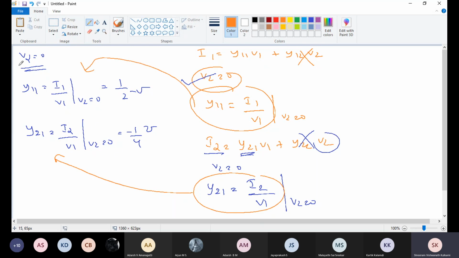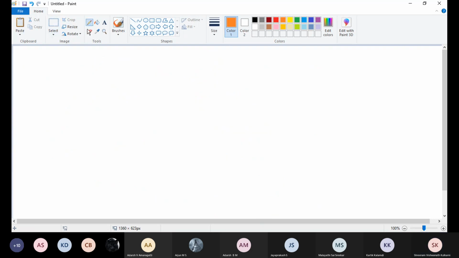Now I solved for V2 equal to 0. Y11 equal to I1 by V1, that is 0.5 or 1 by 2. Y21 equal to I2 by V1, that is minus 1 by 4 mho. Now next step, I need to calculate case 2, V1 equals to 0.